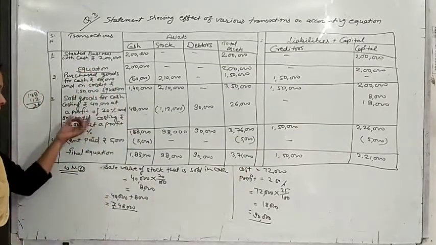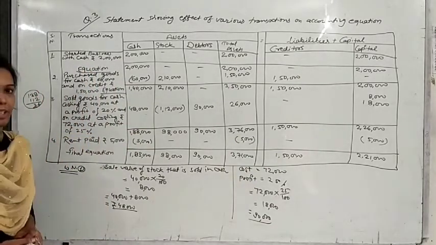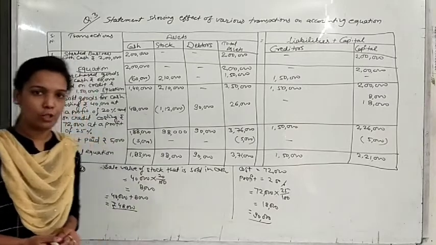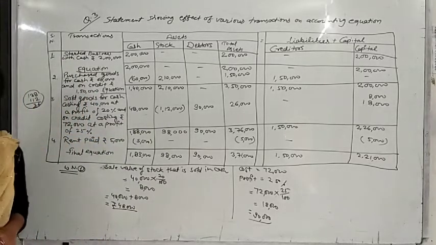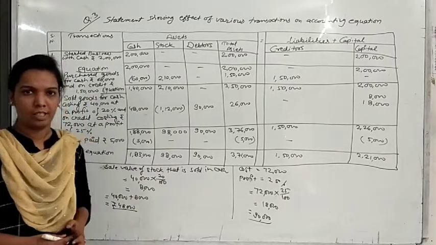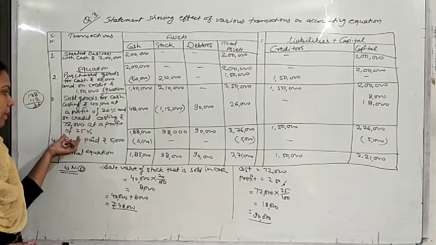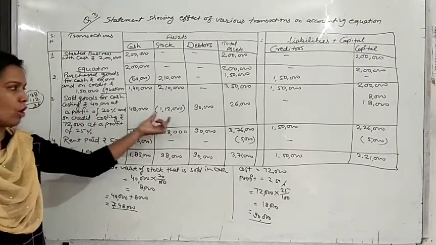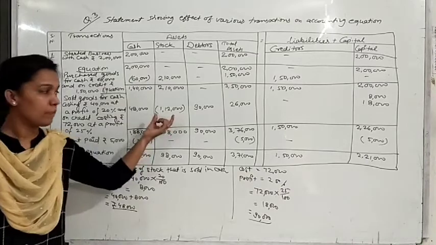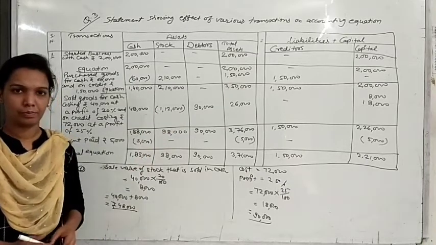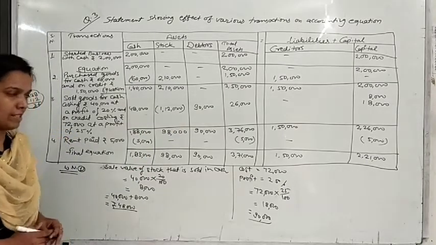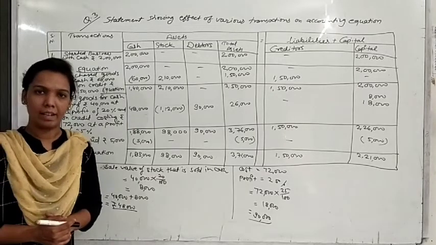In the same way, if you are selling goods on cash and on credit, first of all check what is the total cost of goods sold. That is cost 40,000 plus 72,000. It means your stock reduced by 1,12,000. Out of 1,12,000, check what is the amount of cash sale and what is the amount of credit sales.